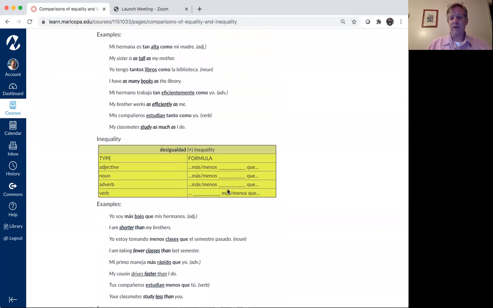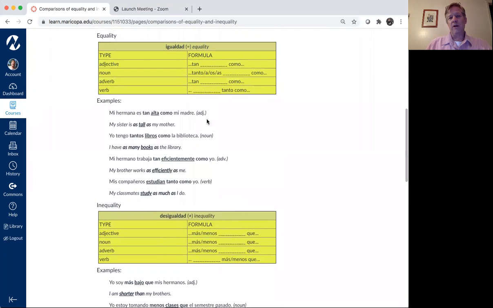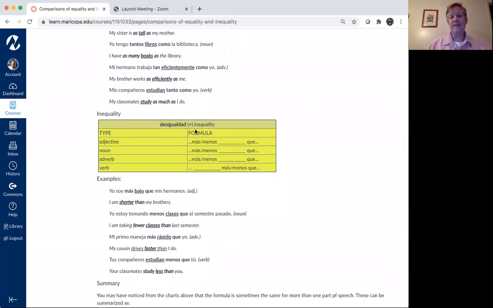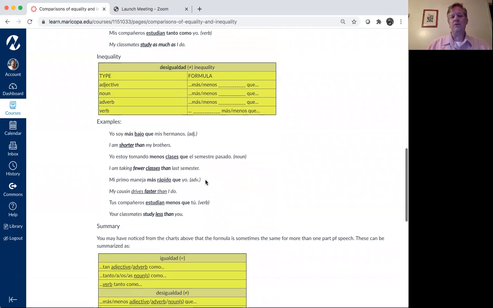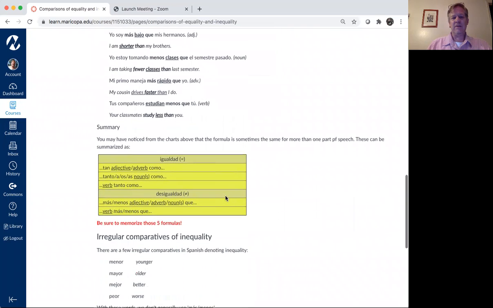And inequality. So equality uses the words tan and como, and tan in some variation, such as tanto, tanta, tantos. And inequality uses más or menos and que. Bien, soy más bajo que mis hermanos. Mi primo maneja más rápido que yo, etc.